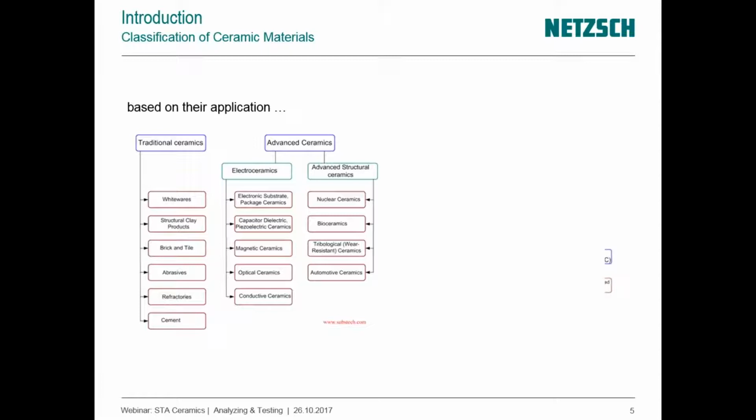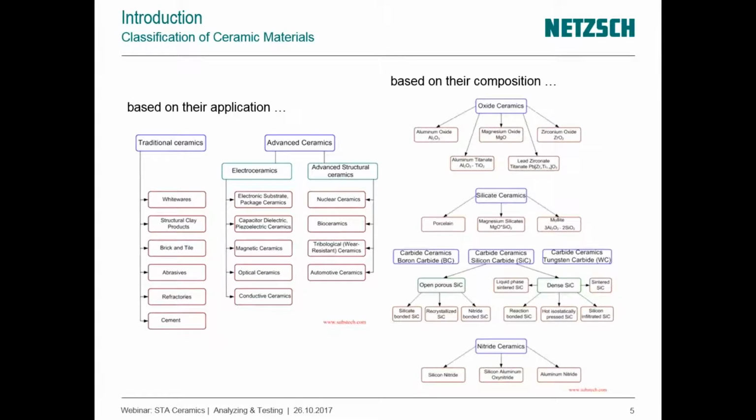Because of this wide variety of properties and compositions, we normally classify ceramics based on their application, which can start with traditional tableware, whiteware, up to refractories or cement, and nowadays also more advanced ceramic applications, like electronic, magnetic, or optical ceramics in the electronics industry, or advanced structural ceramics, like in nuclear plant construction or the automotive field.